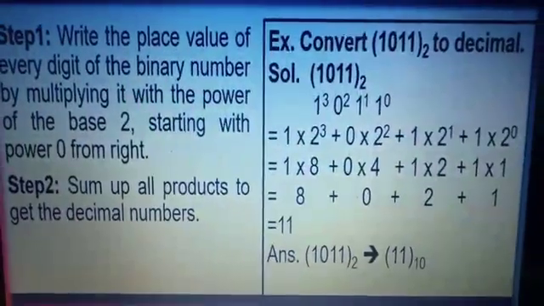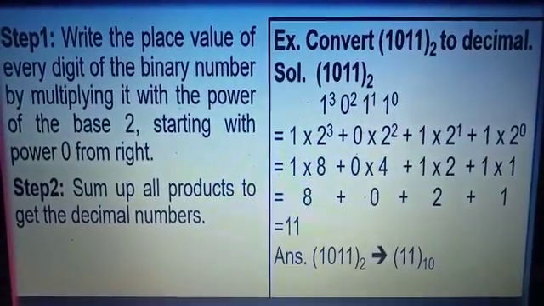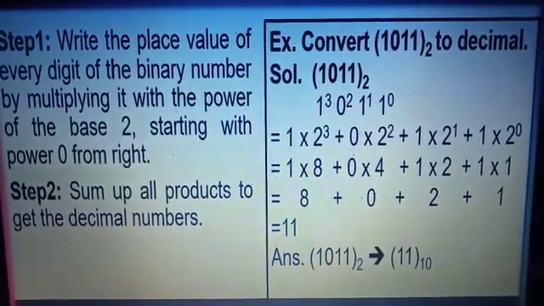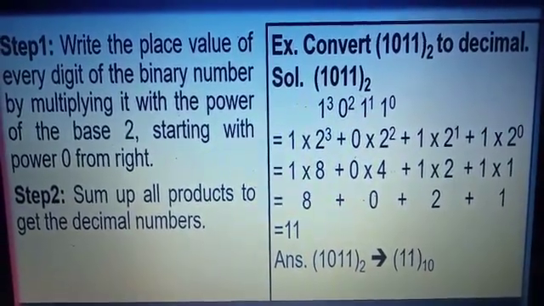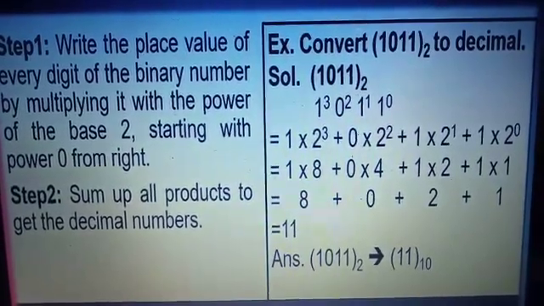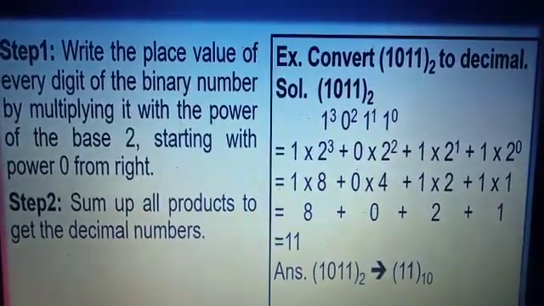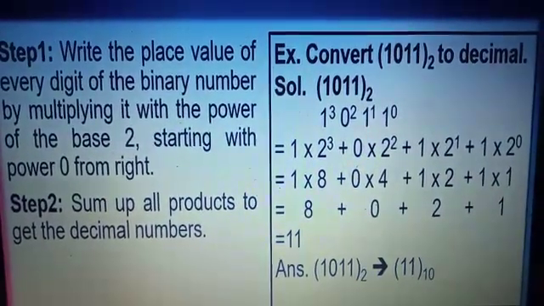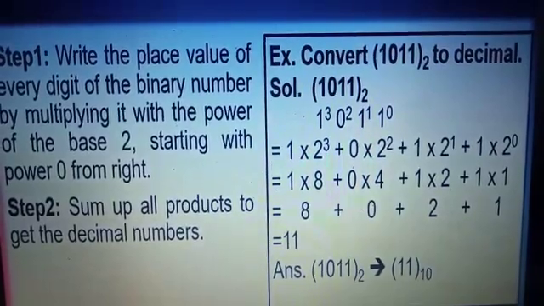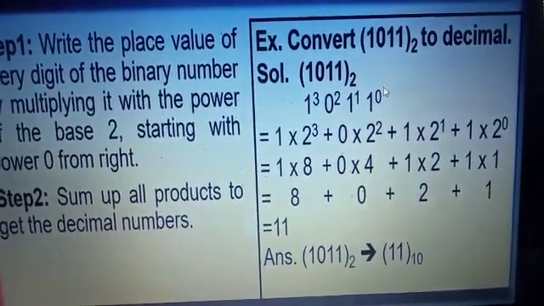Now see the example of binary to decimal. You have to convert 1011 base 2 to decimal. Step 1. Write the place value of every digit of the binary number by multiplying it with the power of the base 2, starting with power 0 from which side? Right side.